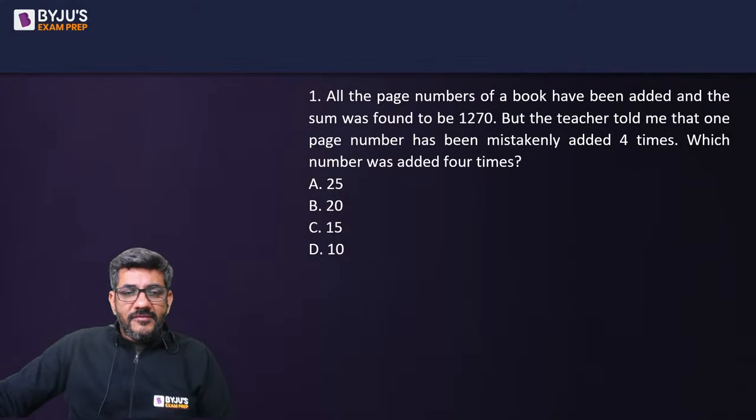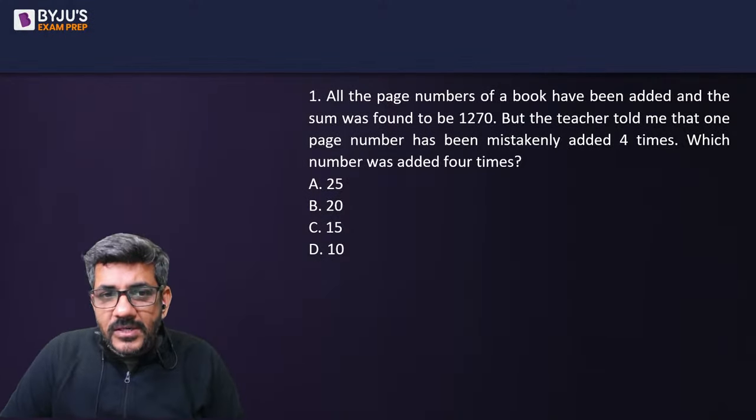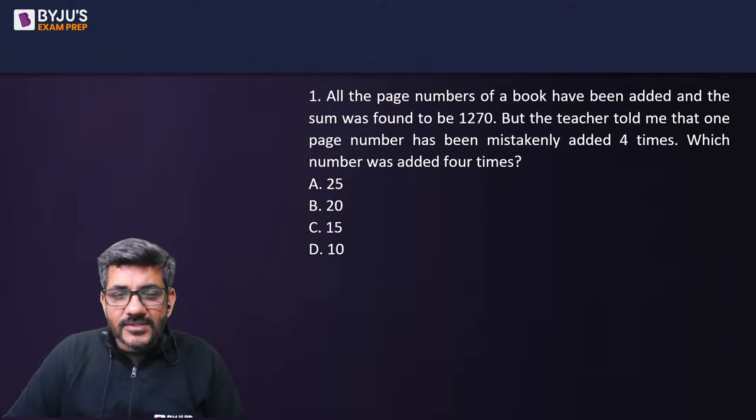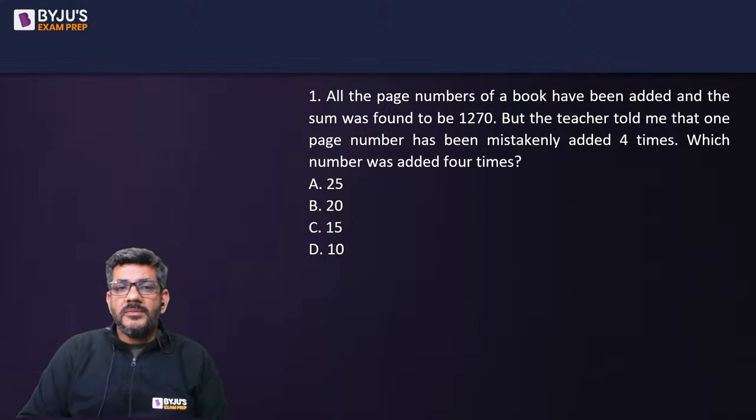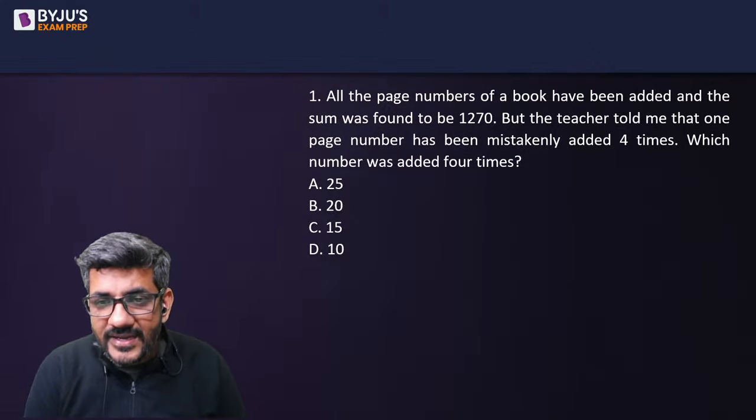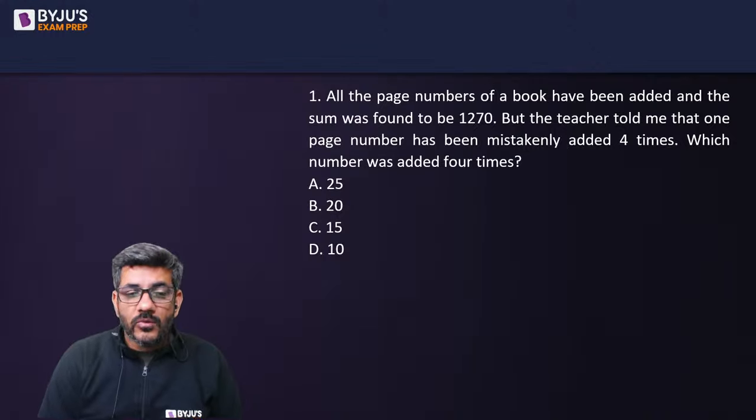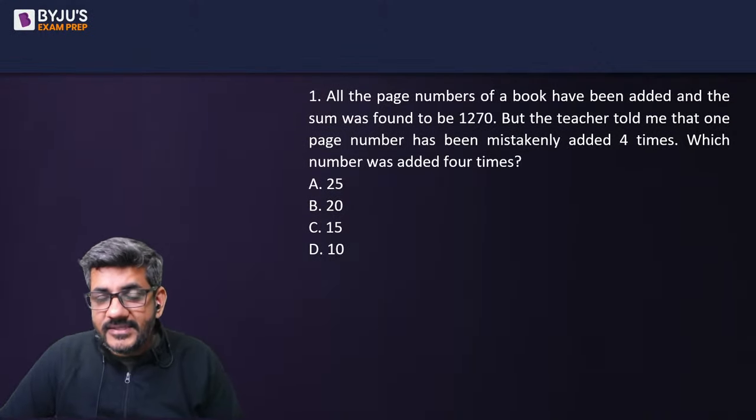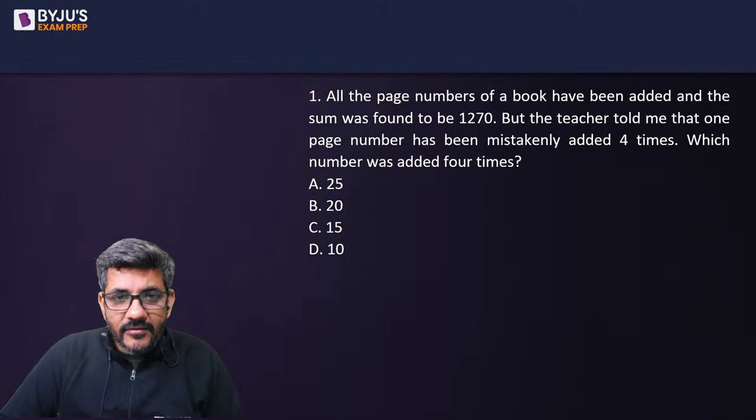So here we have the first question on our screen. All the page numbers of a book have been added and the sum was found to be 1270, but the teacher told me that one page number has been mistakenly added 4 times. Which number was added 4 times? Any answer, guys? Which number was added 4 times?